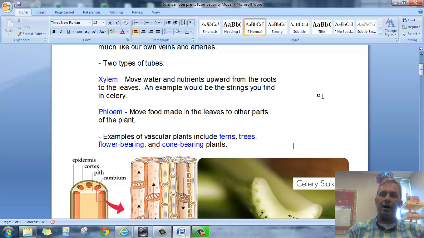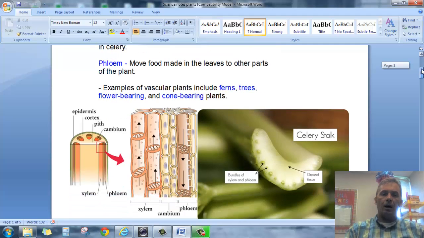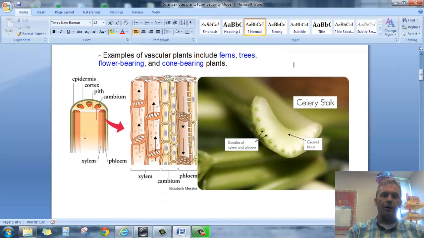And that food is picked up in those phloem tubes, and it's moved down out through the rest of the plant. Now I have a little diagram here, and you can see right here, this is a cutaway section of a plant. Here we have the xylem tubes. You can see the arrows pointing up, the movement of water and nutrients up through the plant. And then you see on this other side the phloem tubes, which are moving the food that was made in the leaves down through the rest of the plant. It's very important that they have both, same as it's important for us to have veins and arteries.